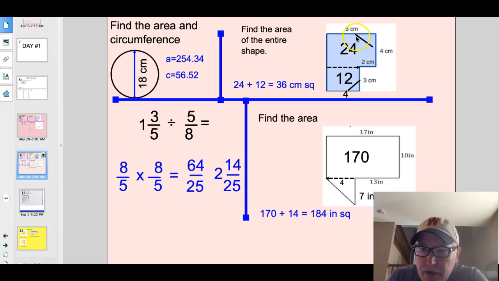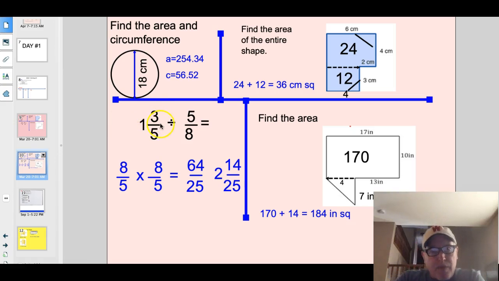I divided it right here. 6 times 4 gives you 24 in this rectangle. If this measurement up here is 6, that means that this one here has to be 4, and because this one is 2, so a little subtraction there gave me that measure. 4 times 3 is 12, so the areas of the 2 rectangles are 24 and 12. Add that up and you got 36 centimeters squared.